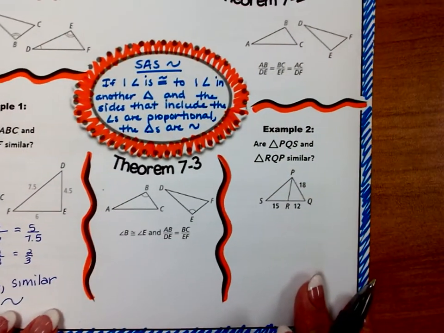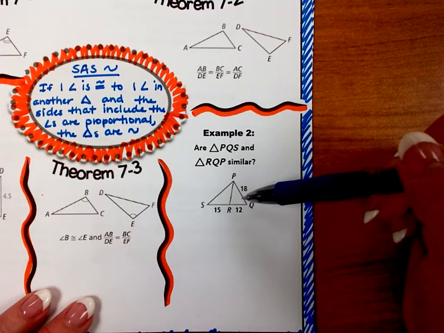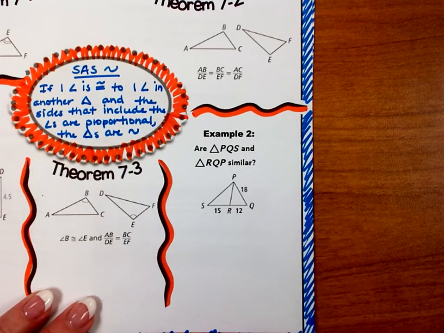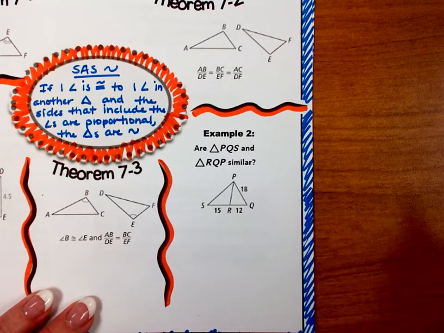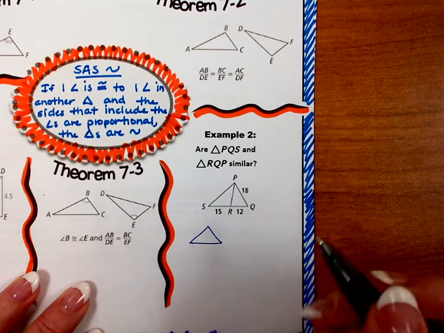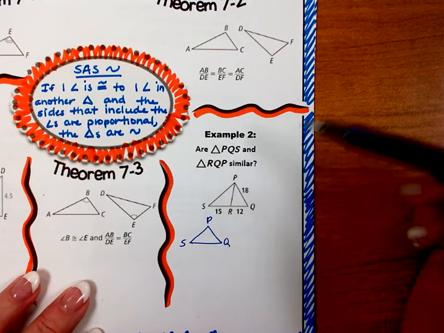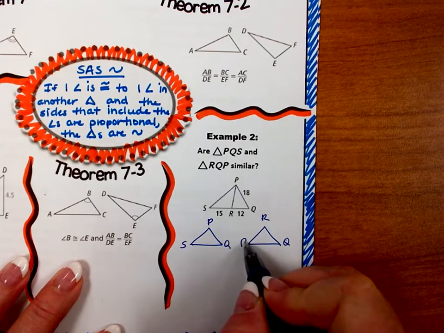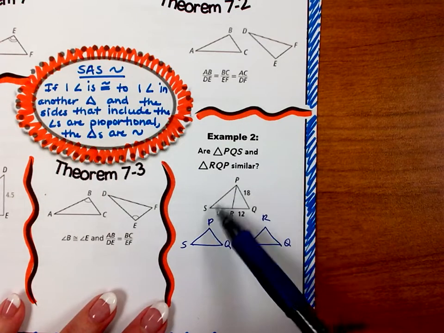Okay, let's take a look at example 2. In example 2, we have a combination of two triangles here. And so what we want to do is separate these triangles. So we've got PQS, and actually it doesn't matter if you draw them exactly like they are or not. So I'm going to draw PQS right here, and then I'm going to draw RQP the same way. RQP. All right, now I'm going to add my sides based on what I have up here.